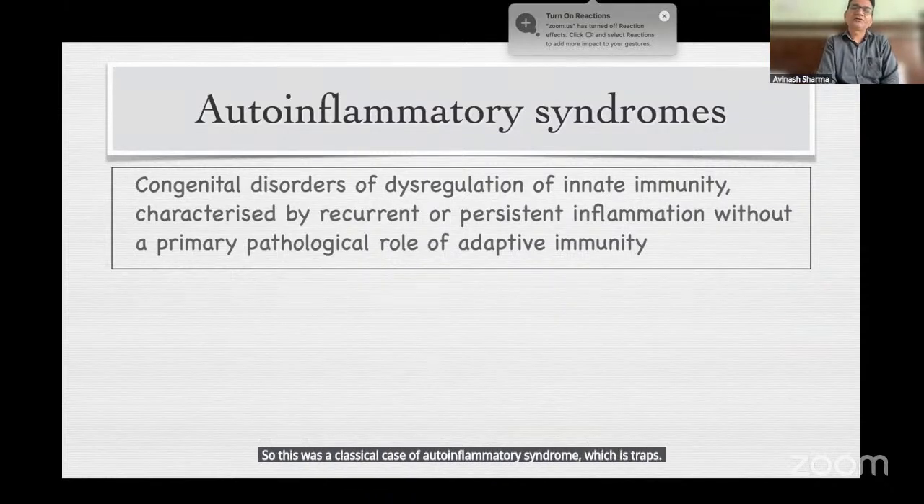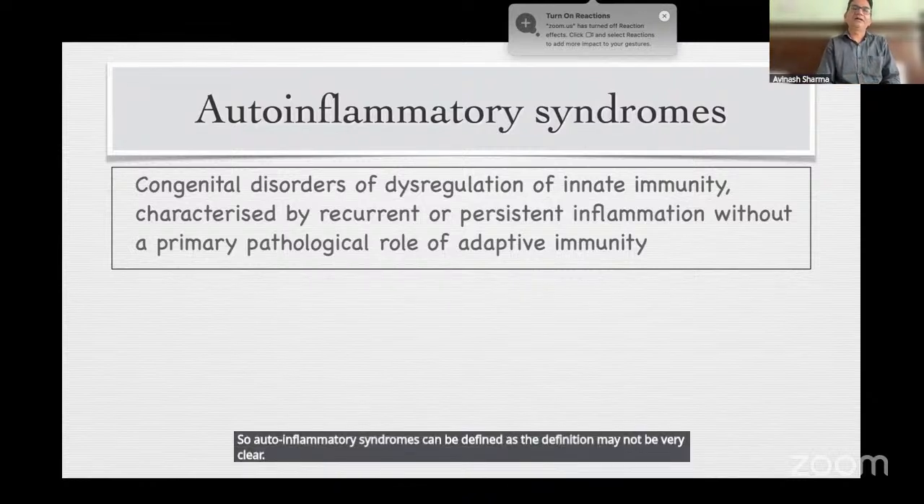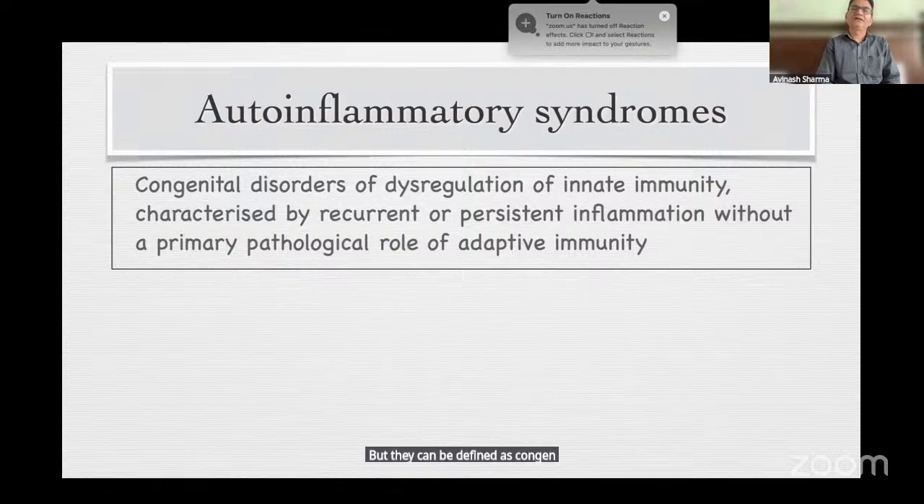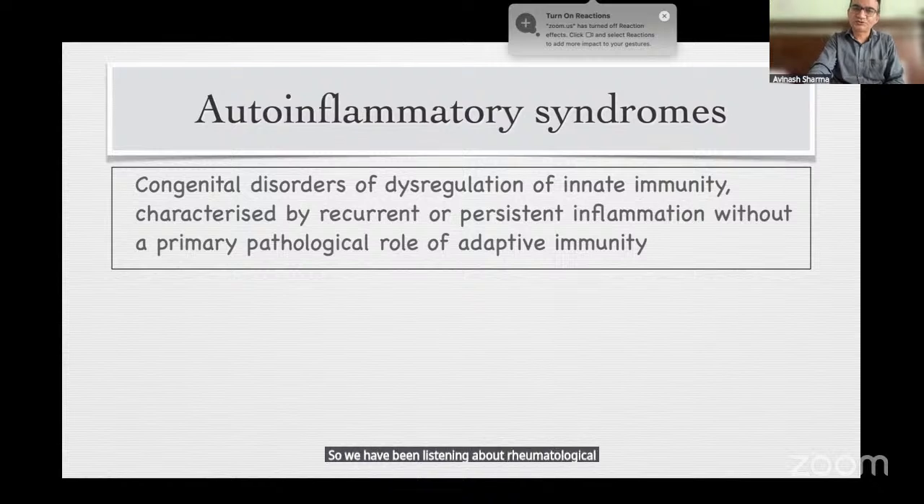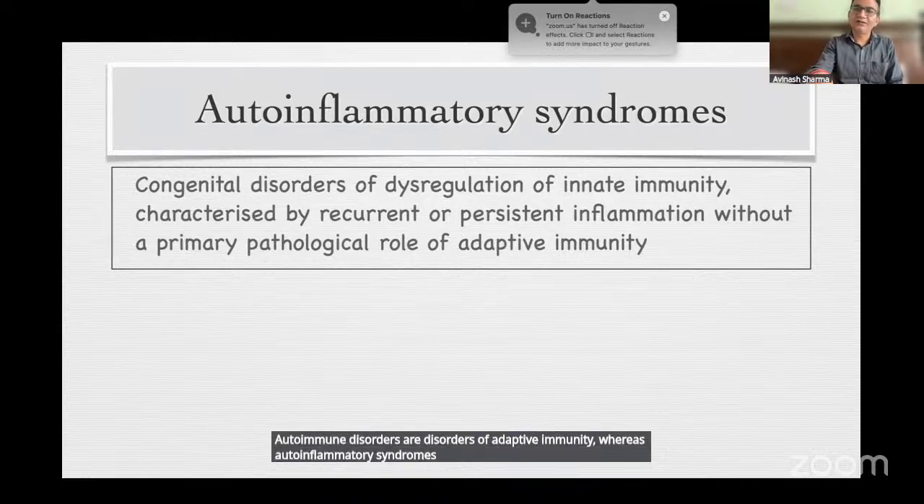So autoinflammatory syndromes can be defined as, the definition may not be very clear, but they can be defined as congenital disorders of dysregulation of innate immunity, which are characterized by recurrent or persistent inflammation without a primary pathological role of adaptive immunity. So we have been listening about rheumatological disorders. Most of them are autoimmune disorders. Autoimmune disorders are disorders of adaptive immunity, whereas autoinflammatory syndromes are disorders of innate immunity.